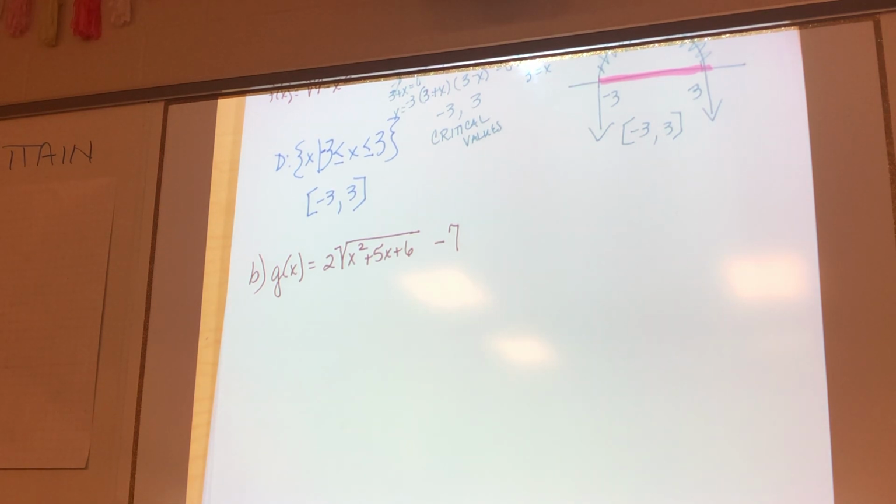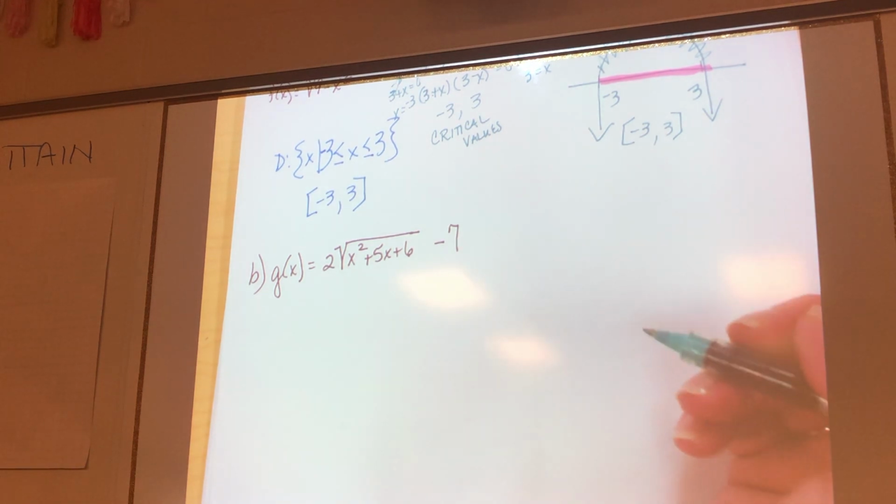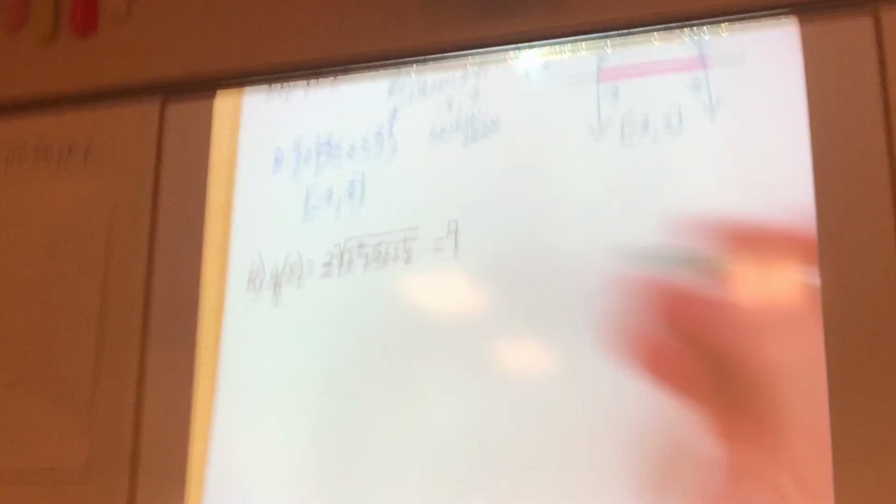So find your critical values, and then which way does your parabola open? And what do I want? The humps or the tails? Tail. When we factor it, we can just set it equal to 0, right, to make it look easier? Yeah.